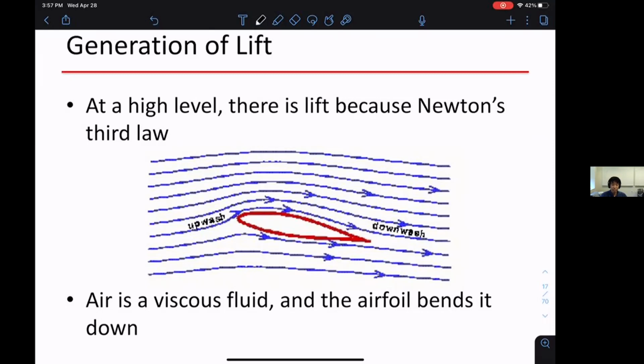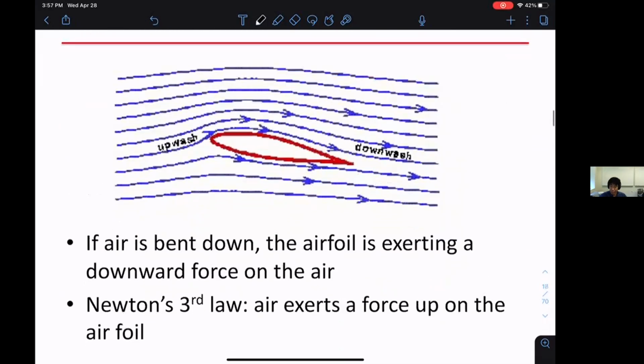So again, a plane can fly even if you don't have an airfoil shape. As long as you push the air down, you will go up. But the airfoil shape helps you because the air wraps around the foil, and that helps to bend air down more. That helps you generate more lift, or become more efficient at generating lift. So that's the high level reason of why planes fly, right? So air goes down, airplane goes up. This is just Newton's third law for us.